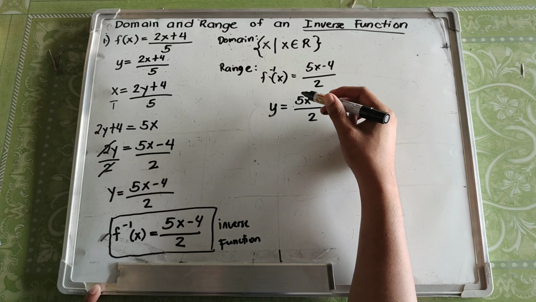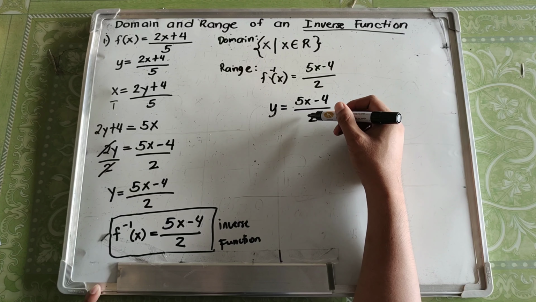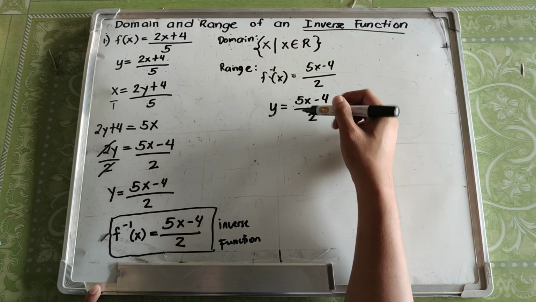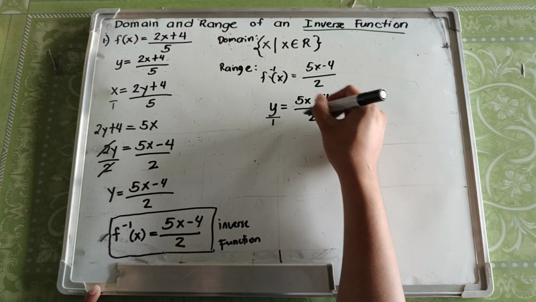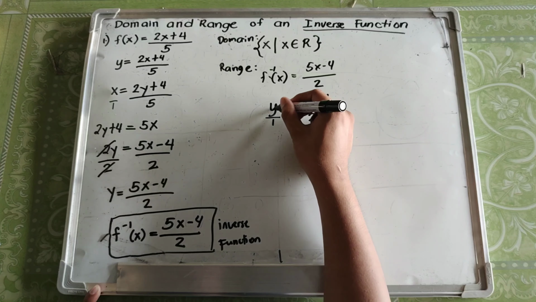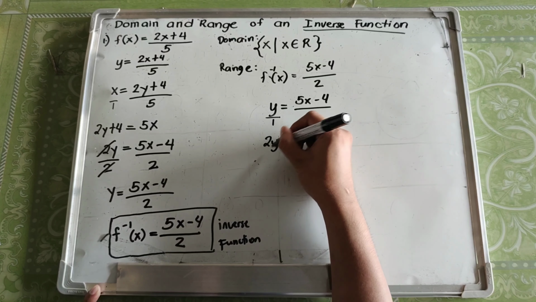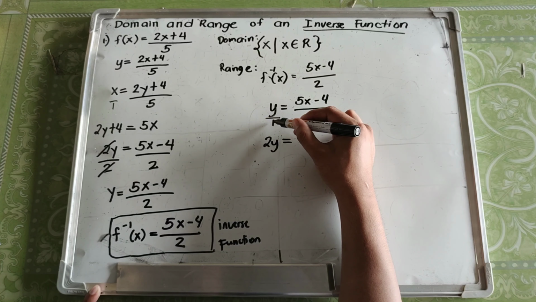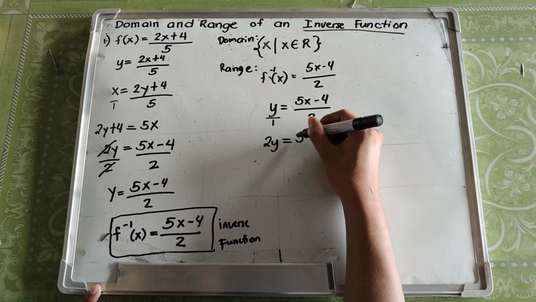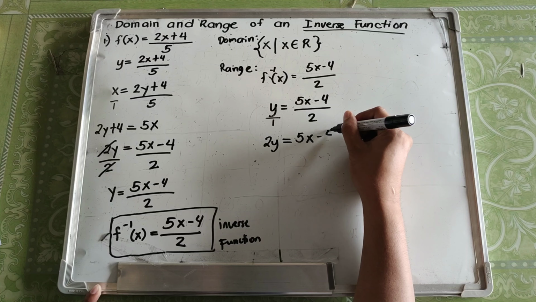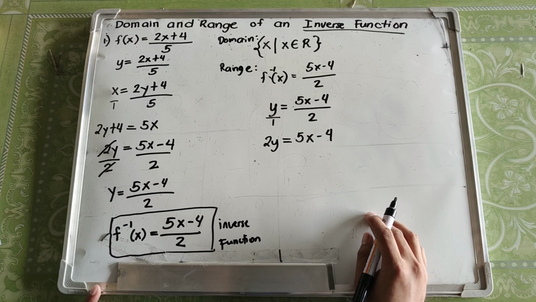After that, kasi kapag range is for y, we have to apply cross multiplication. So, cross multiply, it has an imaginary 1 here. Y times 2 is equal to 2y. And any number multiplied by 1 is equal to the number itself. So, 5x minus 4 times 1 is equal to 5x minus 4. And then we have to solve for x.